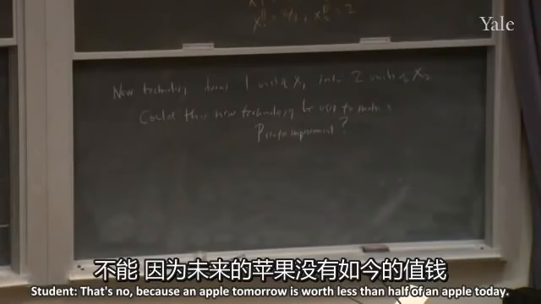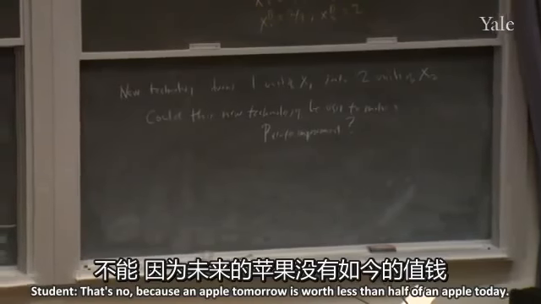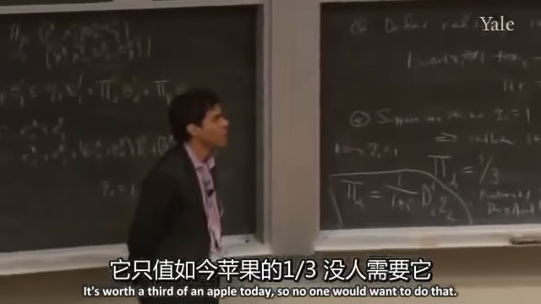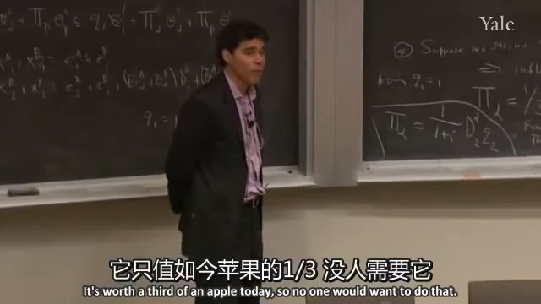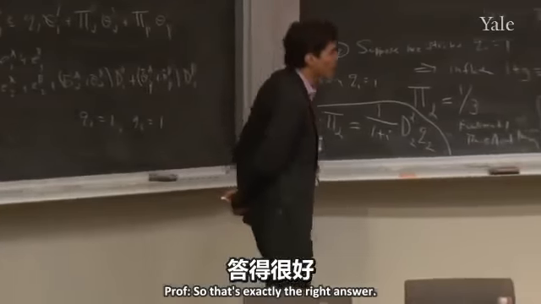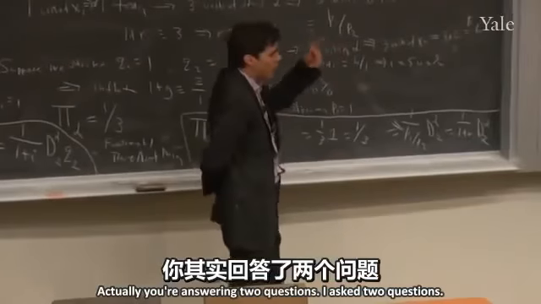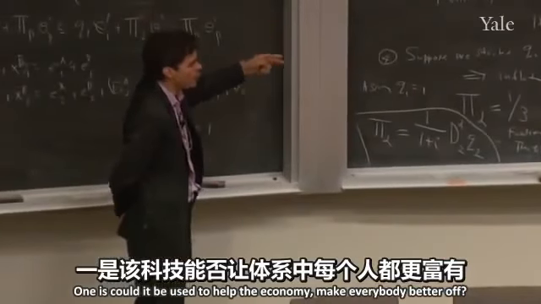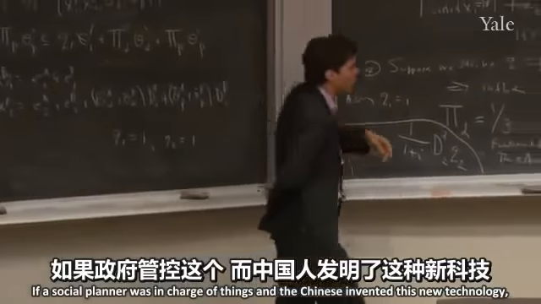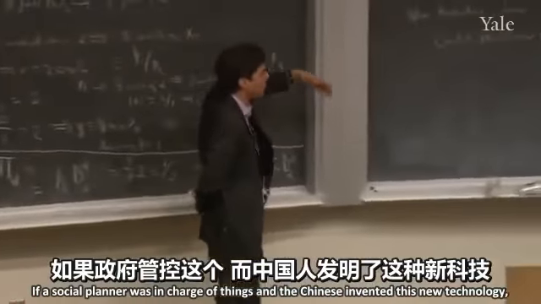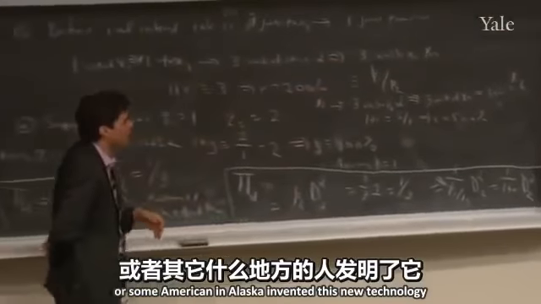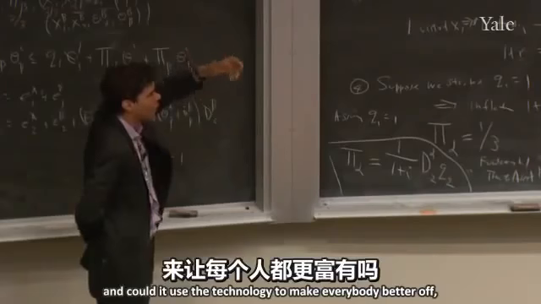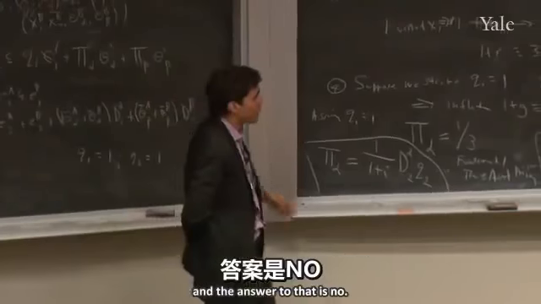No, because an apple tomorrow is worth less than half of an apple today. It's worth a third of an apple today. So no one would want to do that. That's exactly the right answer. Actually, you're answering 2 questions. One is, could it be used to help the economy make everybody better off? If a social planner was in charge and the Chinese, or some American in Alaska, invented this new technology, should the government use it, and could it use it to make everybody better off? The answer to that is no.